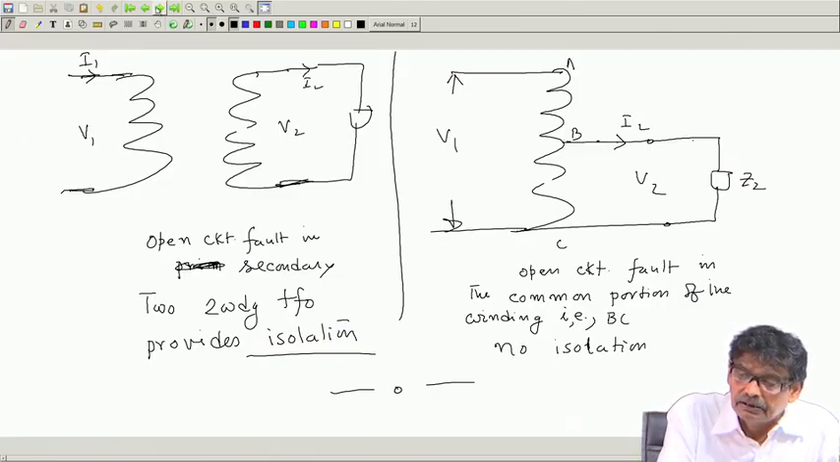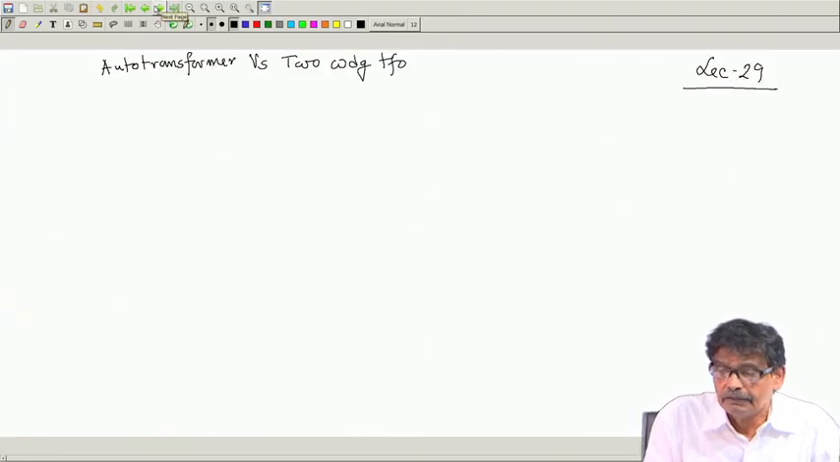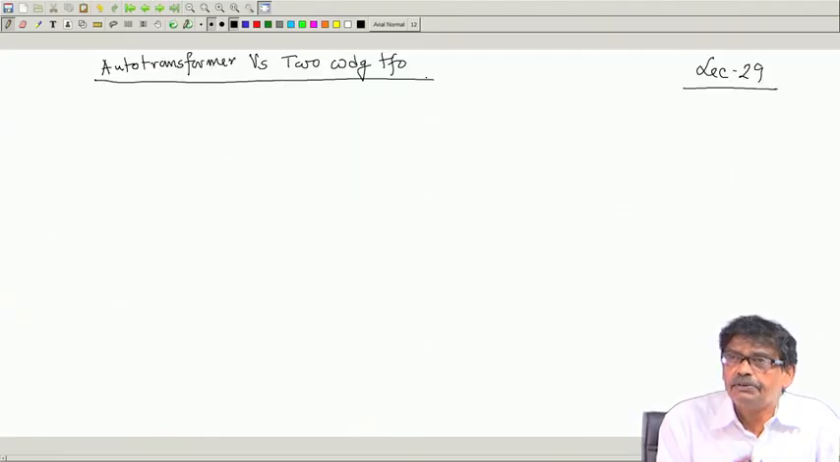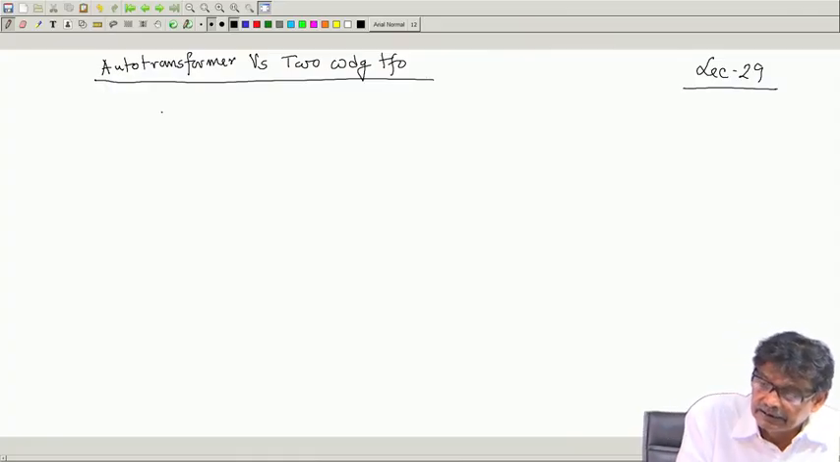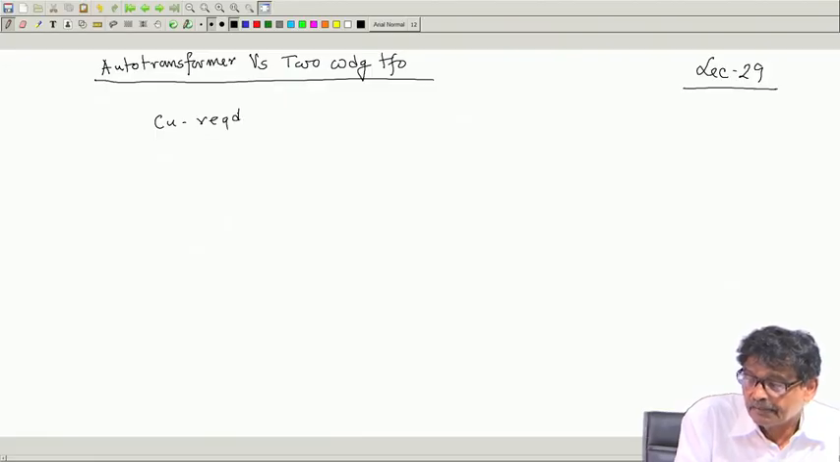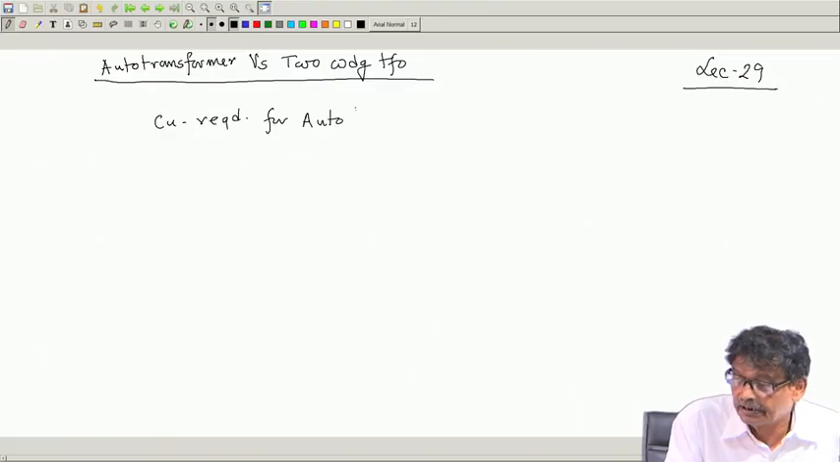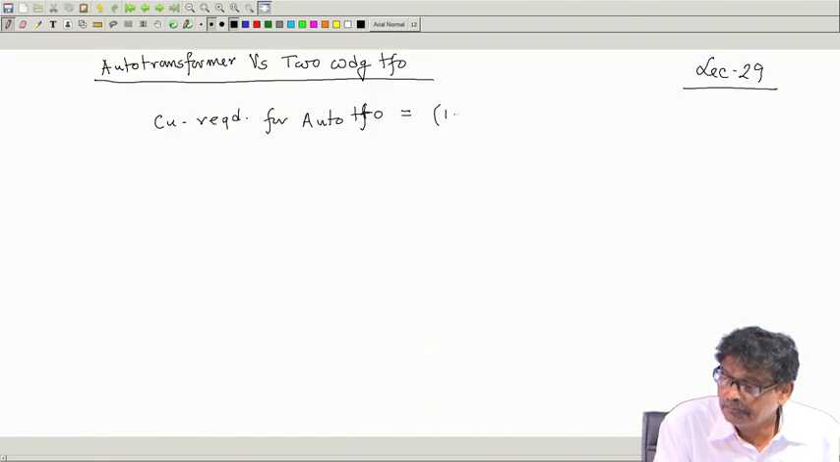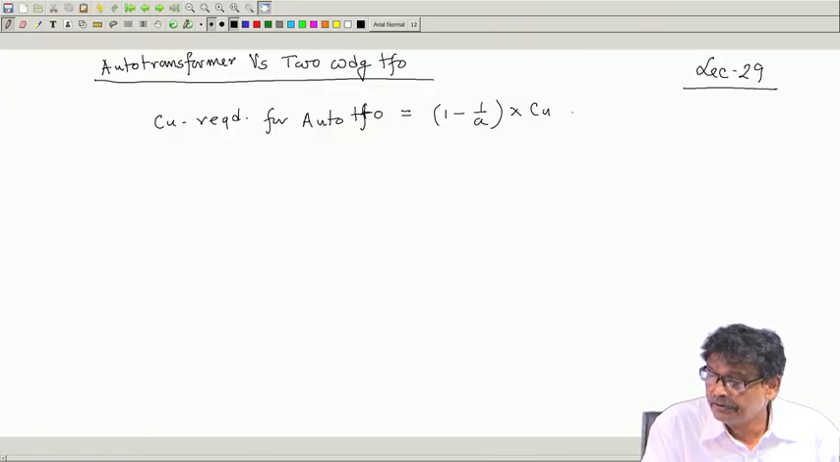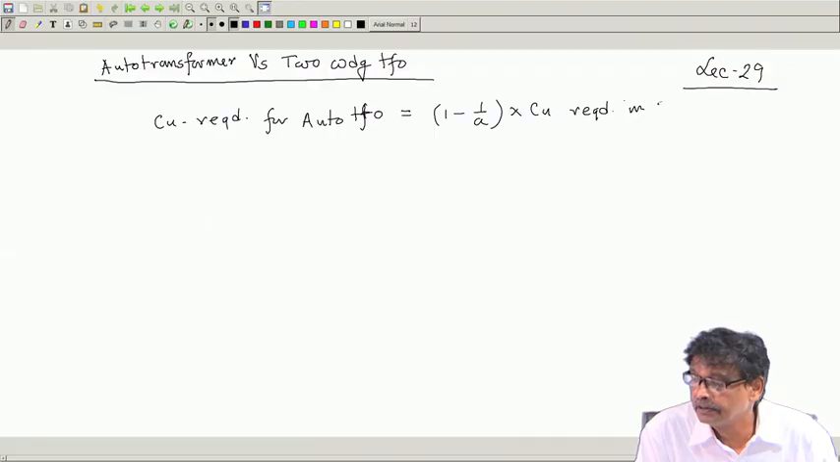Now, the question is then when to use auto transformer? Auto transformers can be used. See, I write this thing: copper required for auto transformer, the previous result, we found 1 minus 1 by A into copper required in 2 winding transformer of same rating. Otherwise, what is the fun of writing this, 2 winding transformer?